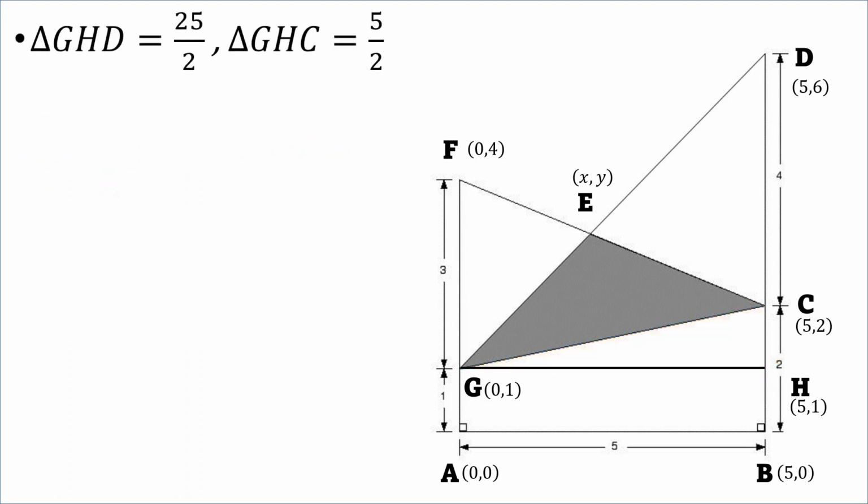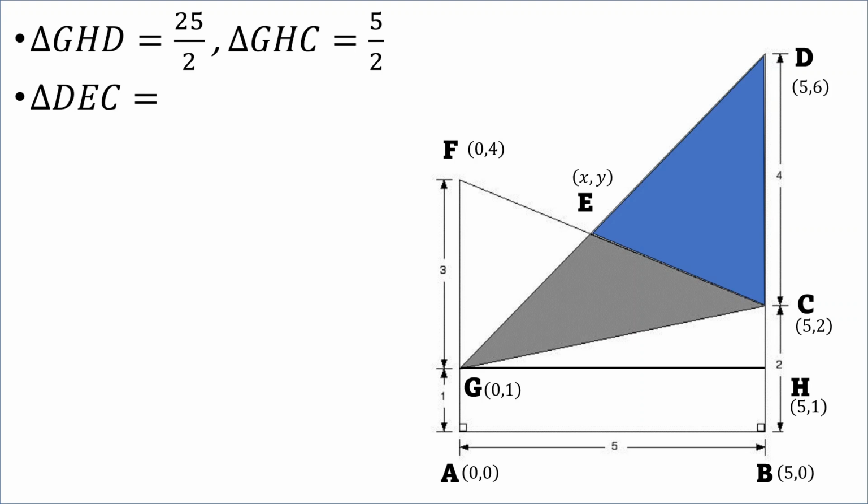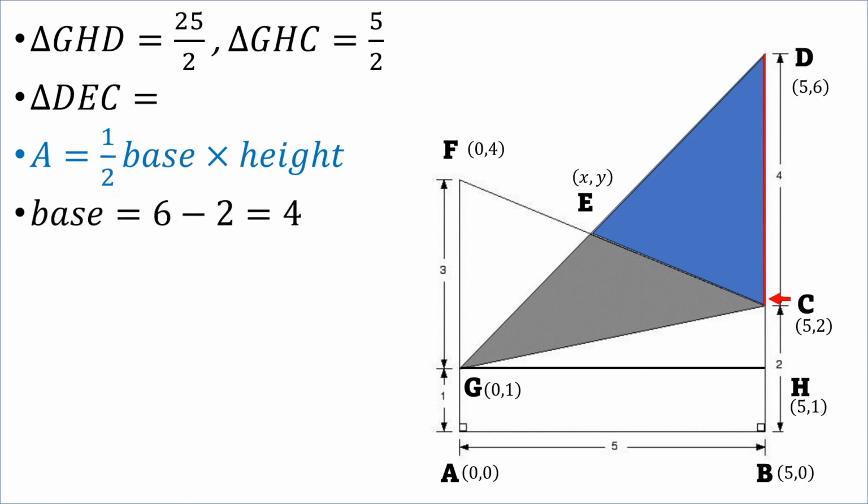Then moving on to the triangle DEC, we'll take the base to be the line segment DC. So that length of the base will be 6 minus 2, which is 4. And then the height will be perpendicular to that, as we see there outlined by the red arrow. But that height won't be so easy to find. We have to know the coordinates of point E. So how will we go about determining the coordinates of point E?